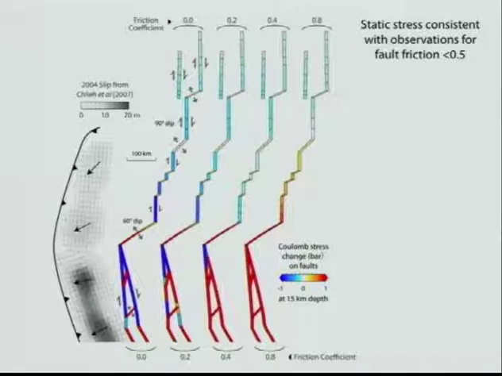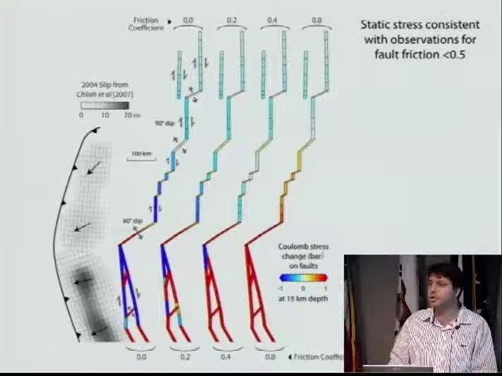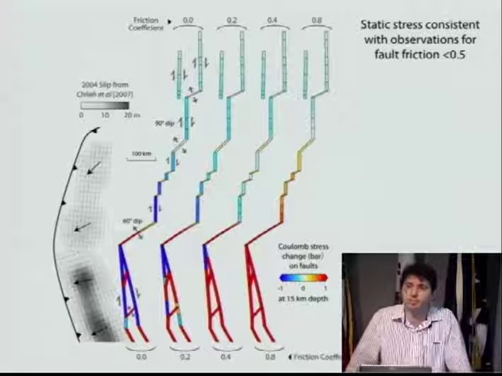This is the full range of the calculation using different frictions. So our results are consistent if you choose friction lower than 0.5, which seems pretty reasonable if you think that oceanic crust has been shown to be a low friction region by other studies. We also did the same study using different fault models, but I'm only showing this one.